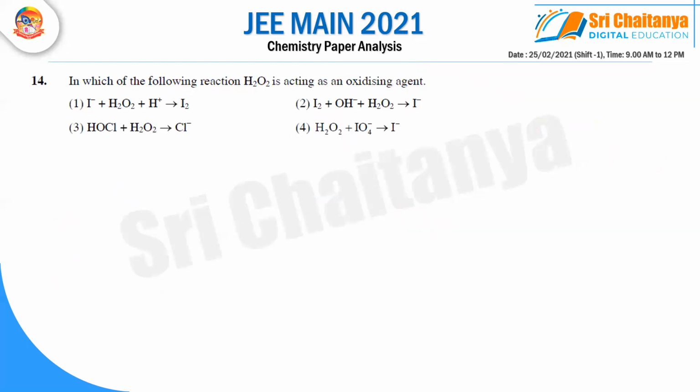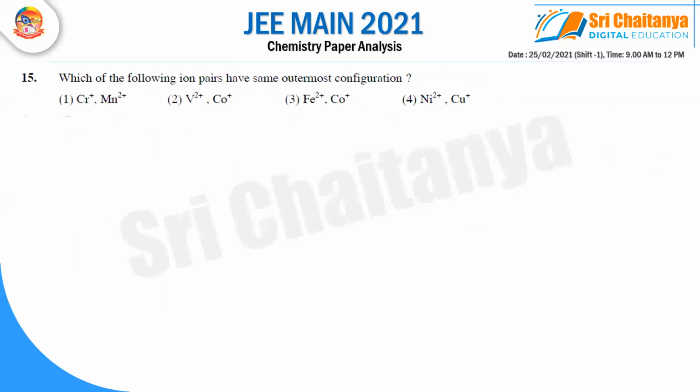Next, we have a very simple question: H2O2 acting as an oxidizing agent. So straightforward, the answer is 1, because it is oxidizing I minus to I2, where iodine is present in 0 oxidation state. Next, we have: what are the pairs having the same outermost configuration? If you look carefully, Cr+ will be having 3d5 configuration and Mn+2 is also going to have 3d5 configuration. So this is my answer here.